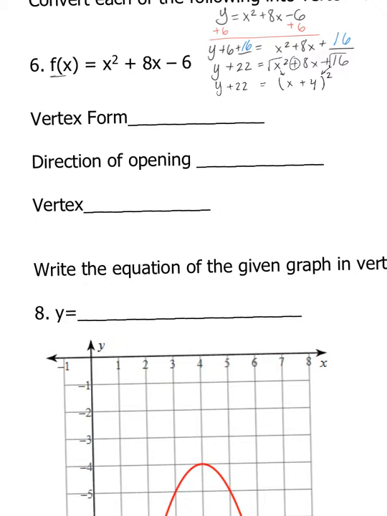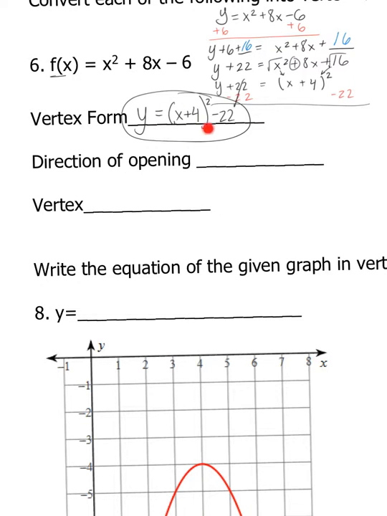We want to get y by itself now, so we're just going to stick that 22 back on the other side, in the back of the parenthesis. So, all together, we have vertex form ready to go. Y by itself equals the quantity x plus 4 squared minus 22. Lots of my students forget this squared, so don't forget that when you finish this.